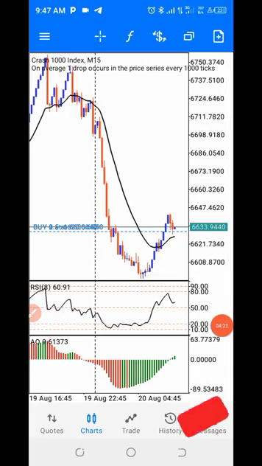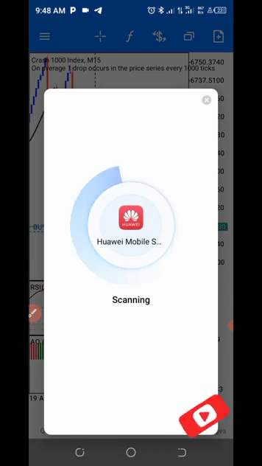So the strategy works perfectly on M15. This time around, we are not using M1. It works perfectly on M15, and in the worst case M5.